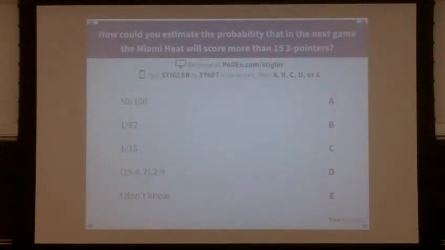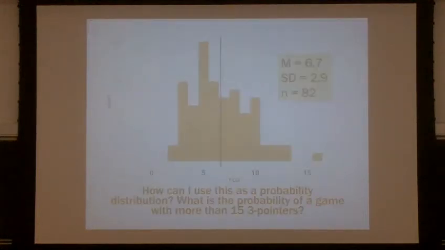Okay, and then see if you can look at these choices and figure out which of them might help you estimate that probability. So again, we want to take the distribution, we want to model the shape of the distribution, we want to model the error, and we want to think about what's the probability that in the next game there would be more than 15 three-pointers.